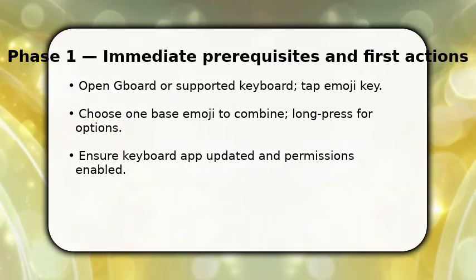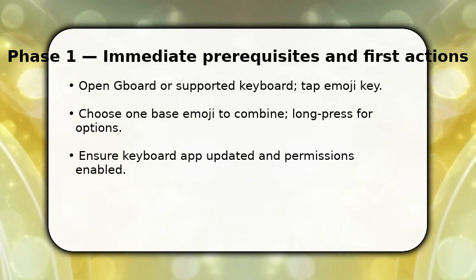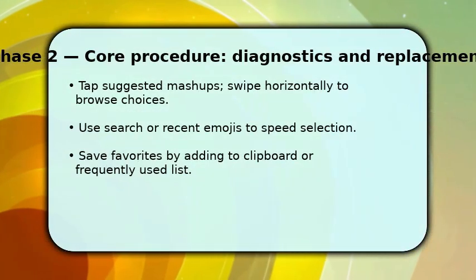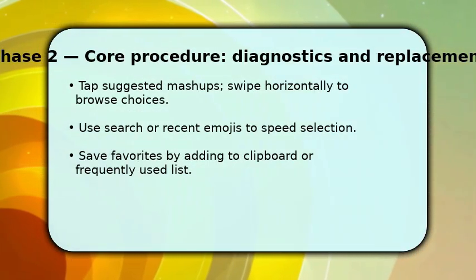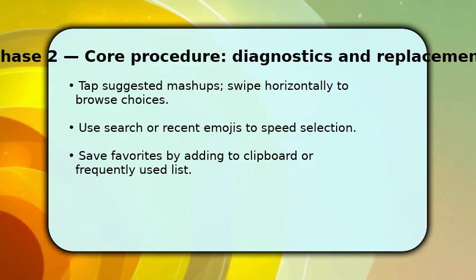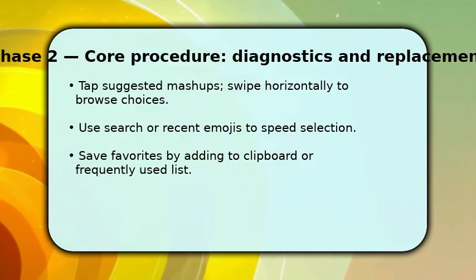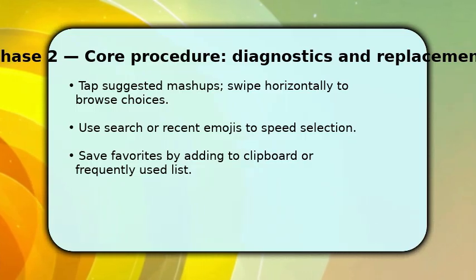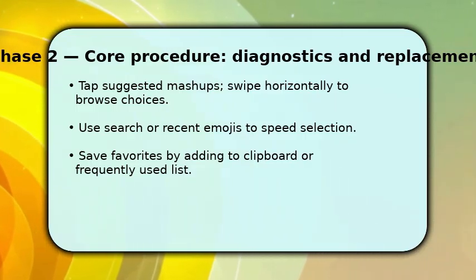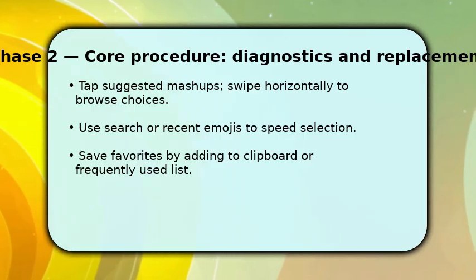You'll now craft the mashup by choosing from the suggested stickers that appear over your selected emoji and swipe left or right until one fits. If you want a specific mix, use the emoji search or pick from recent emojis to influence suggestions. This steers the engine towards similar designs.